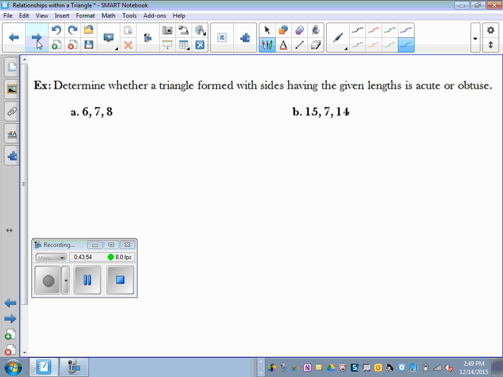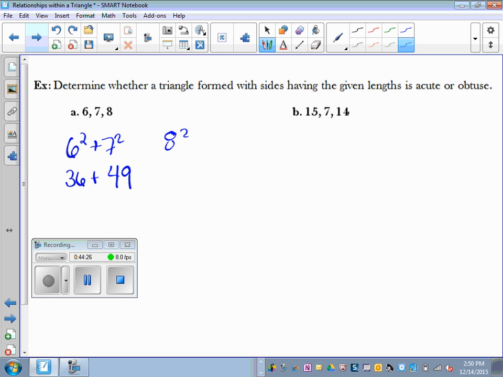Okay, so let's take my smallest two sides. So here we have 6 squared and 7 squared. And we decide, is my longest side squared going to be greater than, less than, or equal to that? Alright, what is 6 squared? And 7 squared?